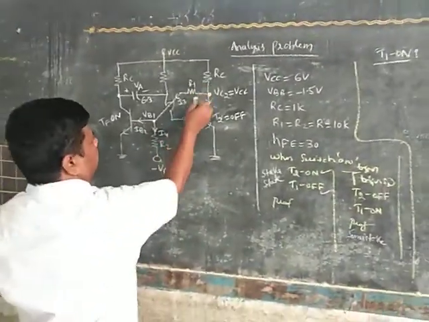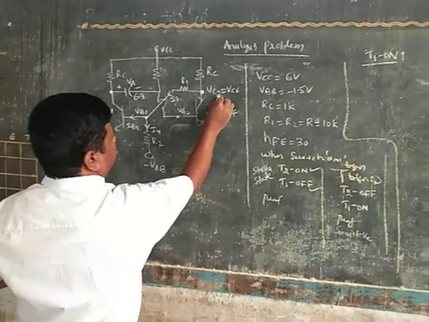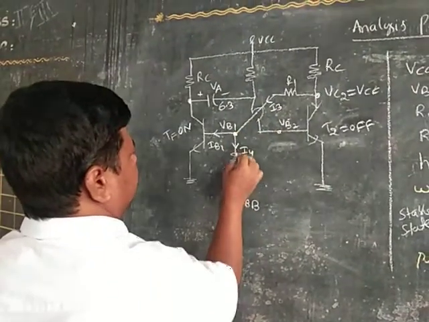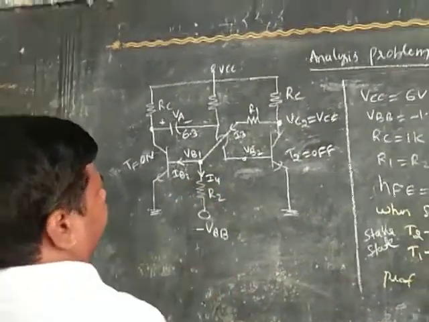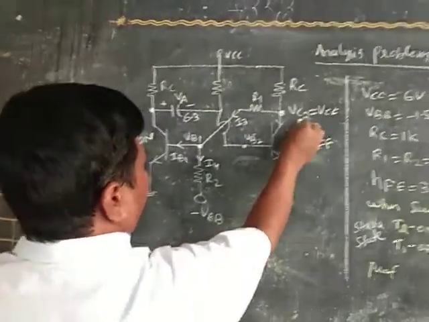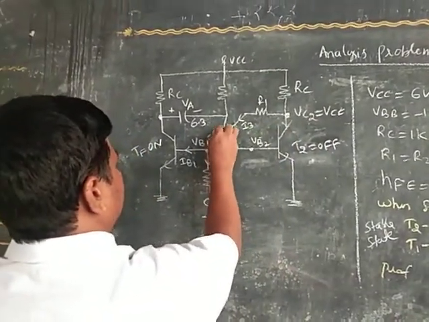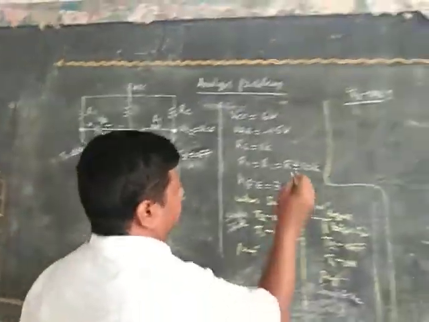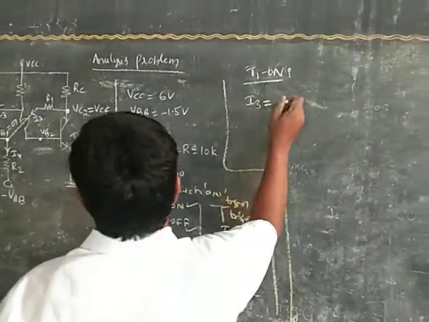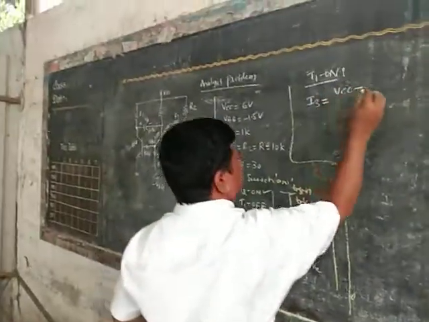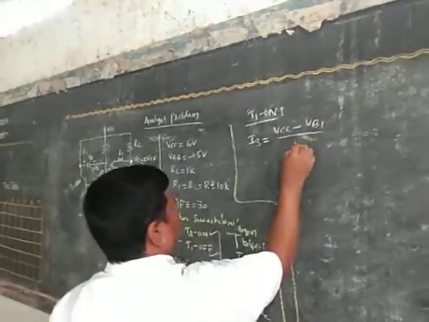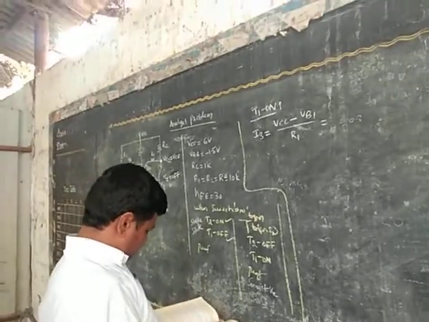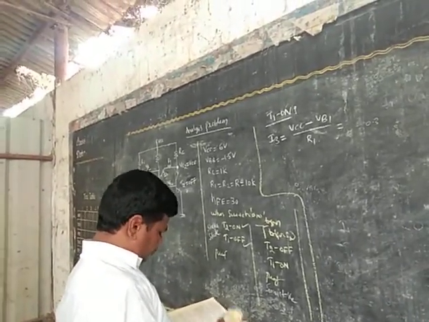Okay, consider these currents. Now T2 is off. Here the collector voltage is VCC and the current I3 flows in this direction, divided into IB1 current and I4 current. Calculate the I3 current. You know the VC2 value and VB1: VB1 is equal to 0.7 and VC2 is equal to VCC. Then first calculate the I3 current. I3 is equal to VCC minus VB1 by R1, which is equal to 0.48.